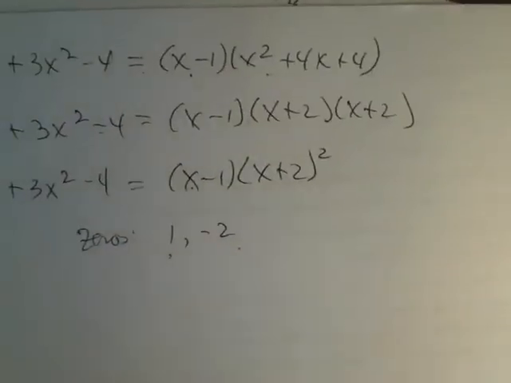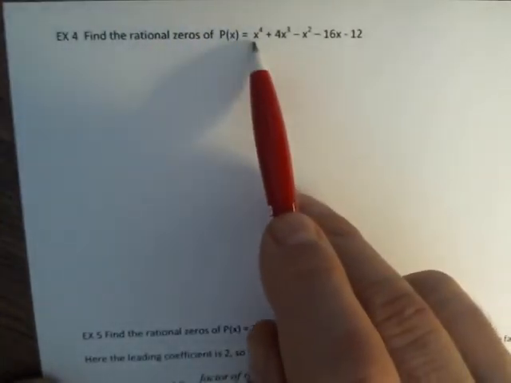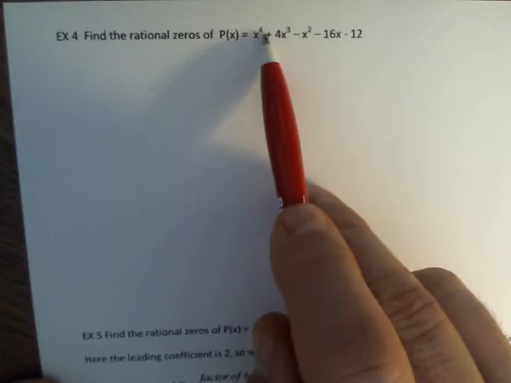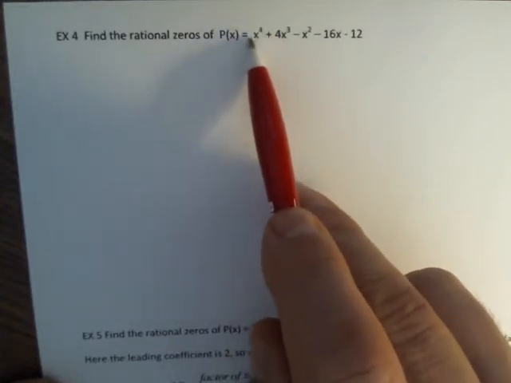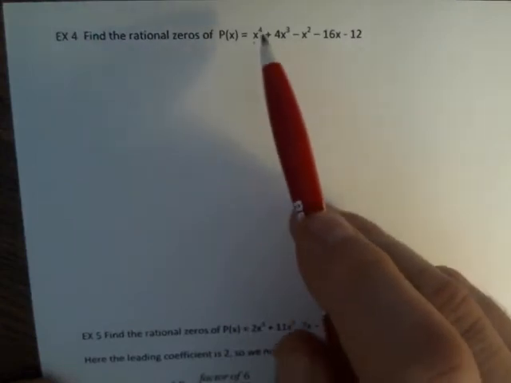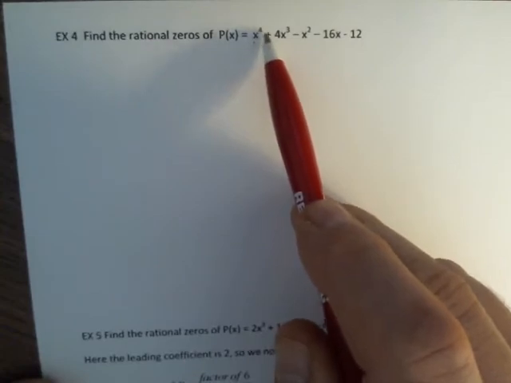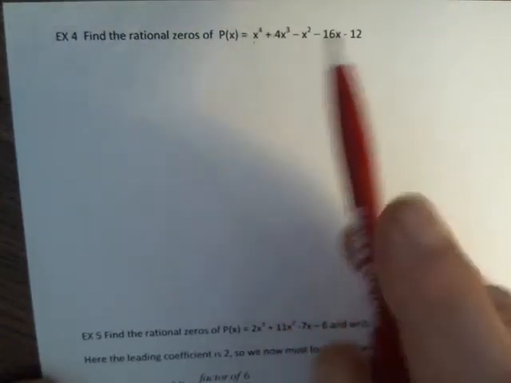All right. Okay, let's look at another example. So here, again, we're just going to find the rational zeros. The difference now, we have a fourth power. So if you think about the first step we do with our synthetic division, our quotient will have a third power. So this means we will have to do synthetic division twice.